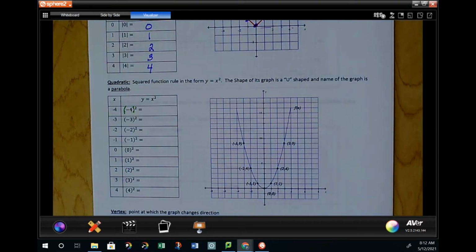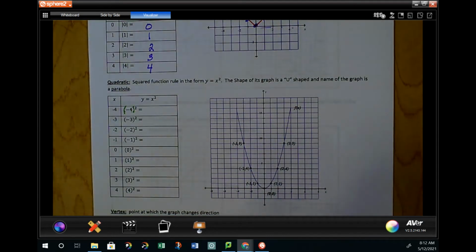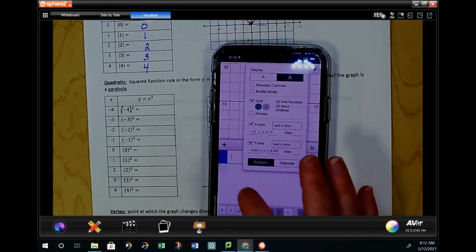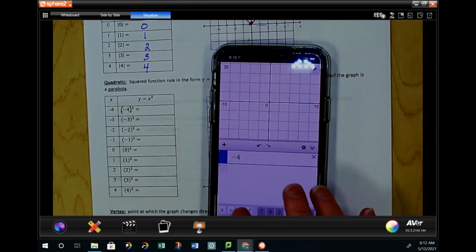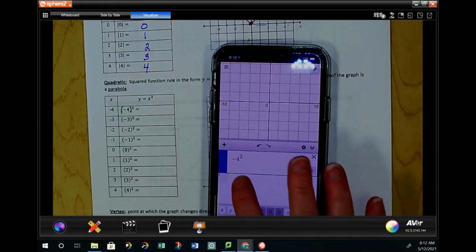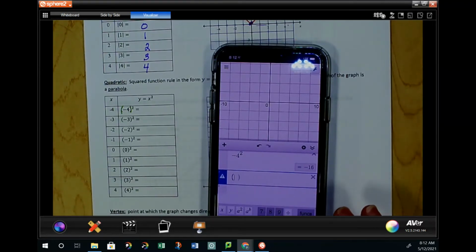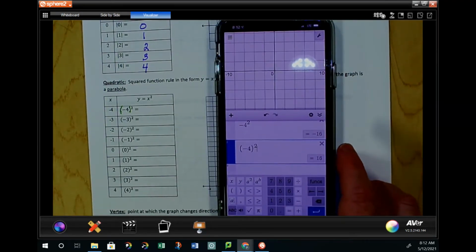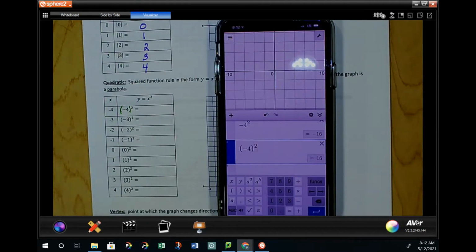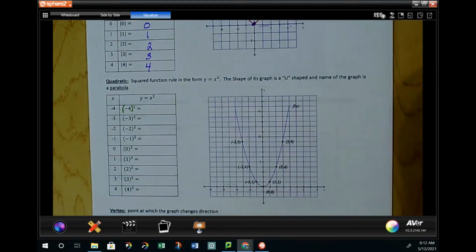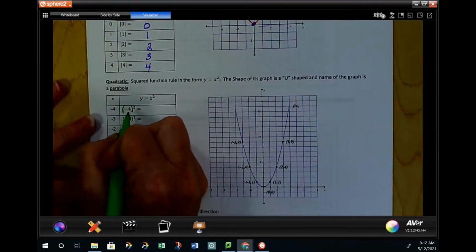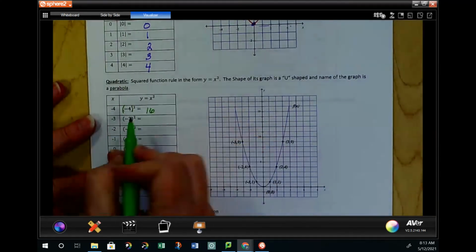The reason you have to put it in parentheses is that if you don't, when you go on to Desmos and just type -4 and then square it, you get -16. However, if you put it in parentheses and type -4 and then hit squared, you get +16. So it's really important that you put parentheses around the negative number, because that way you're going to get the right thing. And so -4 times -4 is +16.